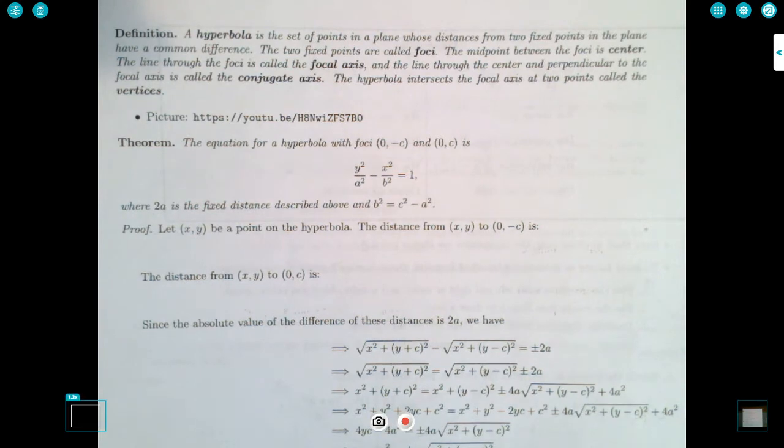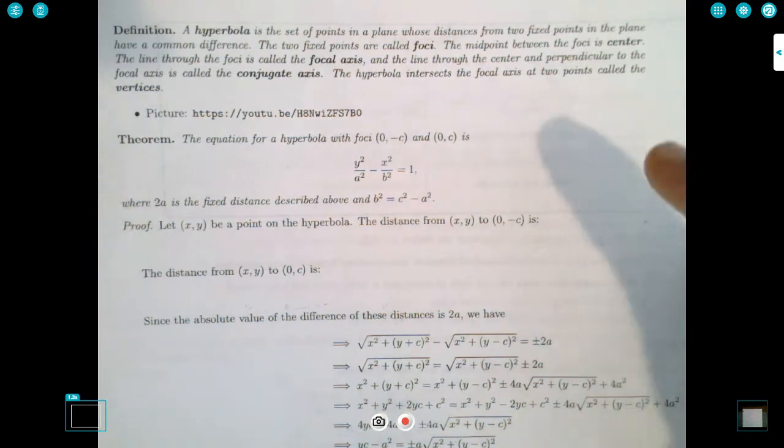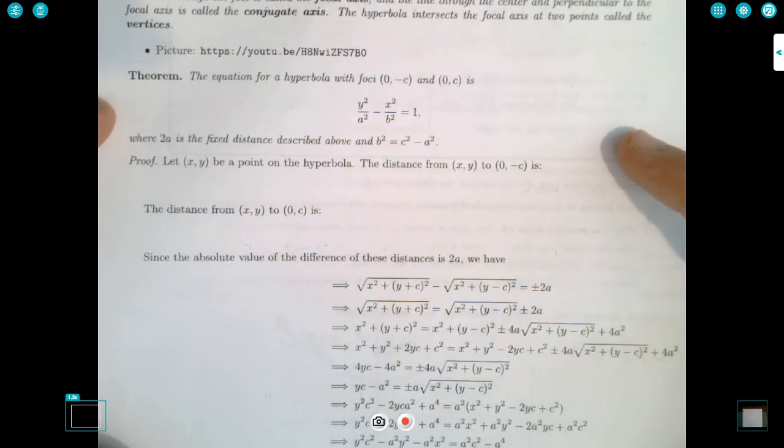So these are sort of similar to major and minor axis, except that a hyperbola doesn't always open up along its major axis, but it does always open up along its focal axis, right? Anyway, the hyperbola intersects the focal axis at 2 points called the vertices. Again, you can look at a construction of this if you want. I'm going to skip this proof, okay?